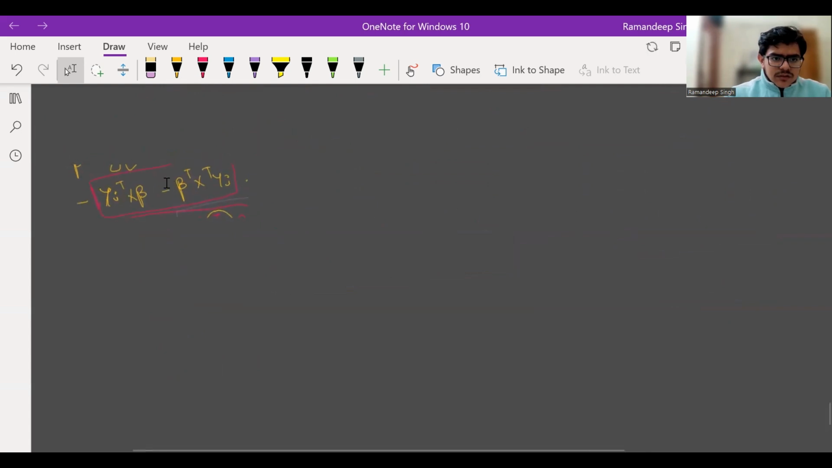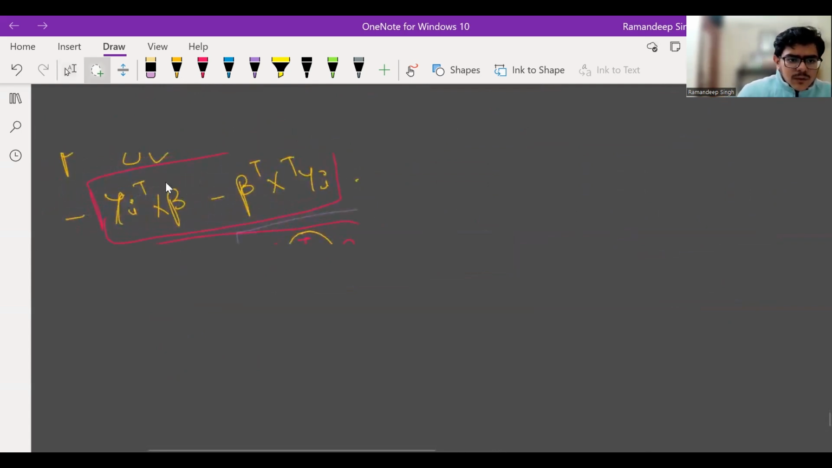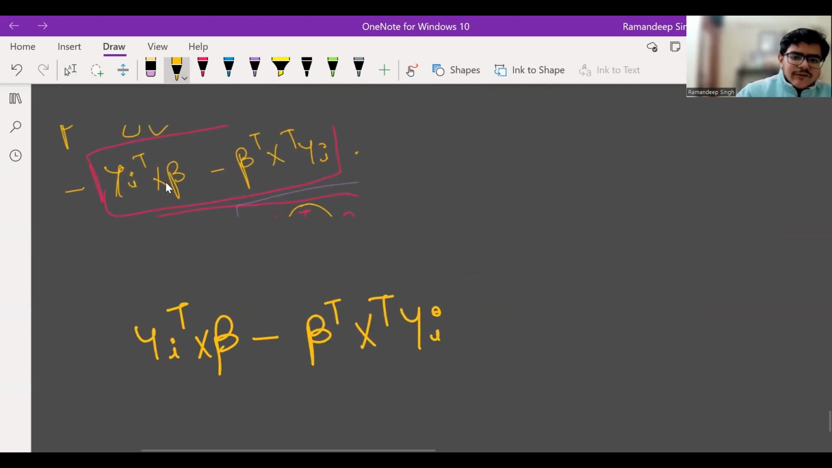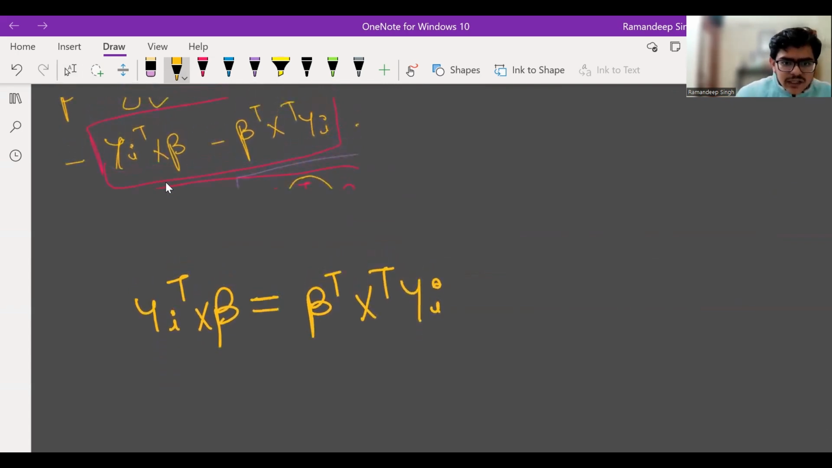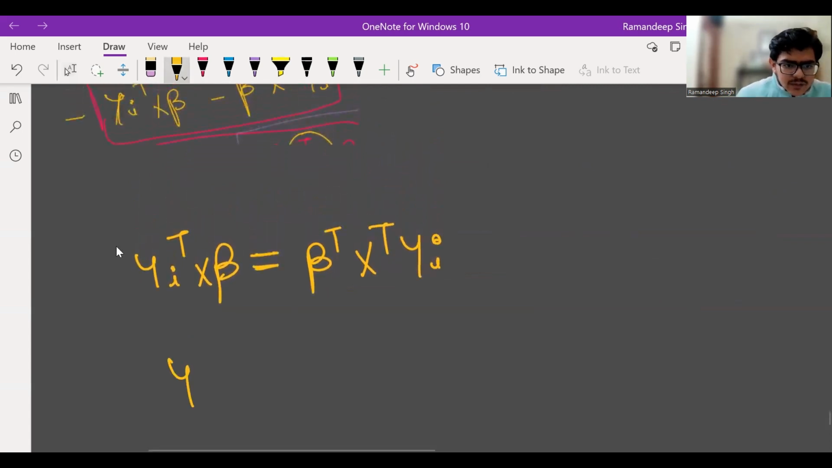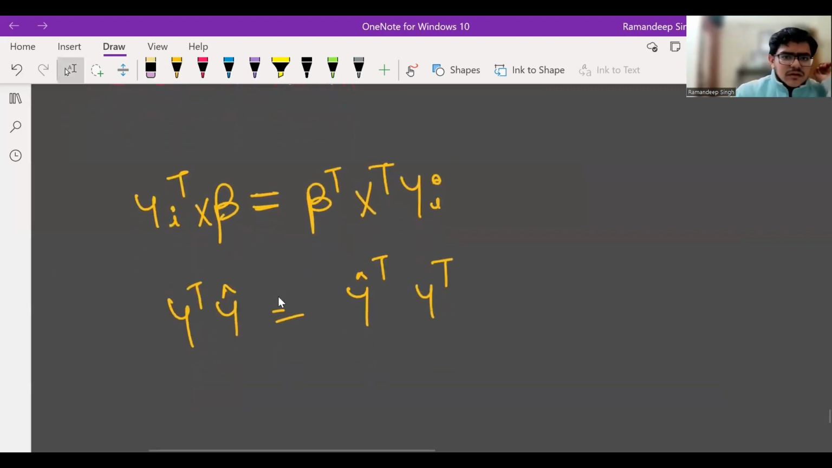Okay, so this is my term, y transpose x beta minus beta transpose x transpose y, and I have to prove that these both terms are equal. Okay, so let's say I write it as y transpose y hat is equal to y hat transpose y. Sorry, this is y, right?